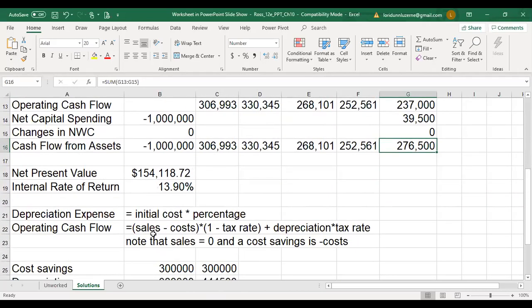Now here are the formulas. They show you that here on getting depreciation expense and operating cash flow. And you can see they take the tax shield method.